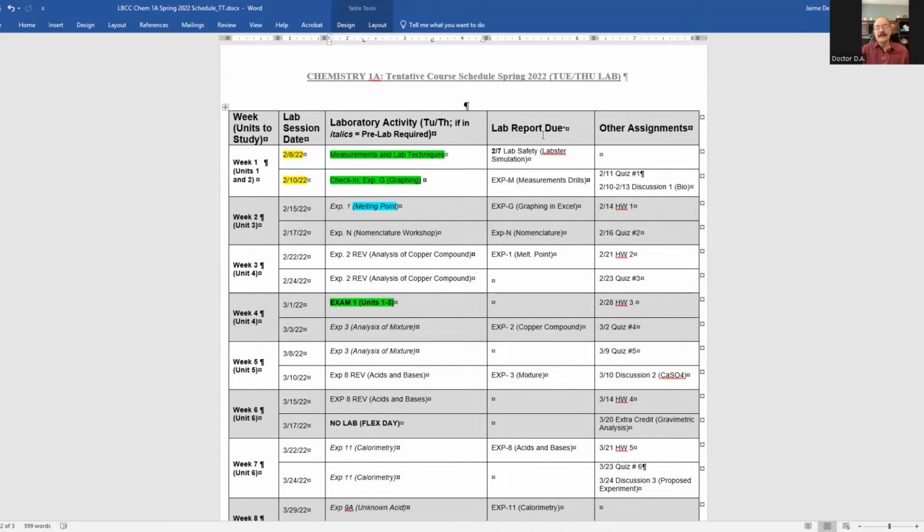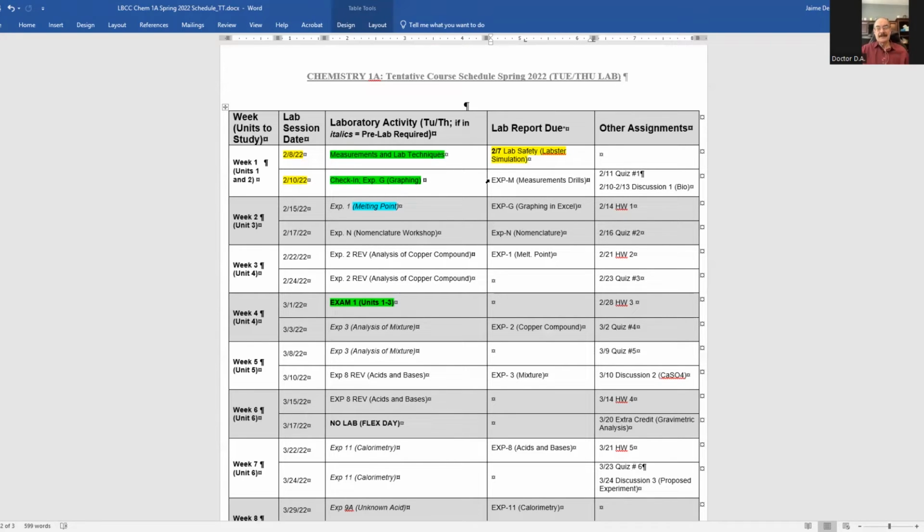Notice that over here, the last 2 columns tell you what things are due. So this column here tells you which lab report is due. Please be mindful that on the first day of classes, not the first day that you meet, this is the actual first day of classes, which for this semester, 2022, is Monday, February 7th. By midnight of that day, you should have finished this Labster simulation exercise about lab safety.